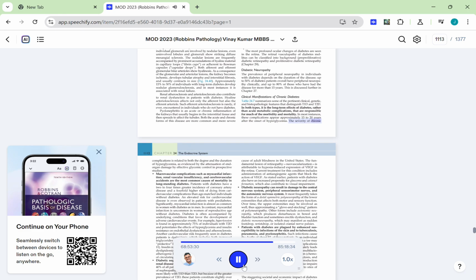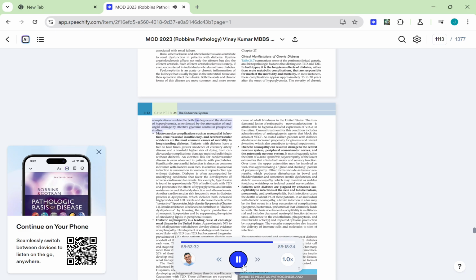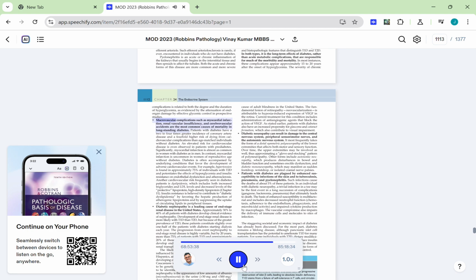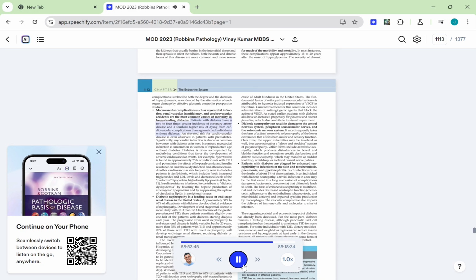The severity of chronic complications is related to both the degree and the duration of hyperglycemia, as evidenced by the attenuation of end-organ damage by effective glycemic control in prospective studies. Macrovascular complications such as myocardial infarction, renal vascular insufficiency, and cerebrovascular accidents are the most common causes of mortality in long-standing diabetes. Patients with diabetes have a 2 to 4 times greater incidence of coronary artery disease and a 4-fold higher risk of dying from cardiovascular complications than age-matched individuals without diabetes.